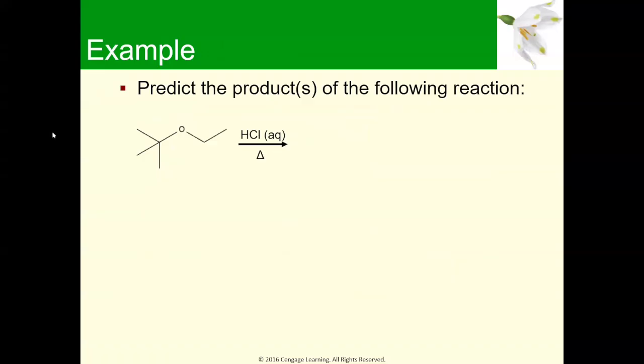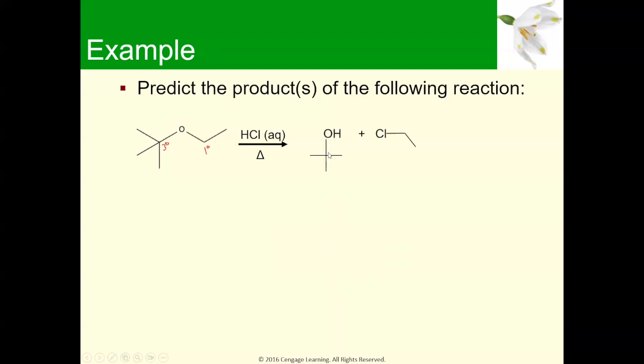Let me give you a little hint here. So this, if you look at it, is a primary carbon, and this right here is a tertiary carbon. So the two products are this t-butyl alcohol and chloroethane.